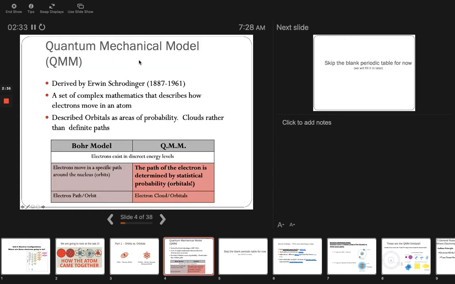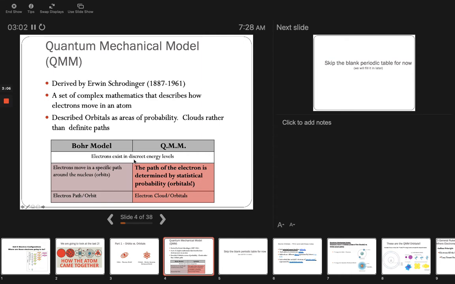So the quantum mechanical model, which was first derived by a man named Erwin Schrödinger in the 1920s, is a set of complex mathematics that describes how electrons move in an atom. And instead of thinking of electrons as moving in defined orbits like planets around the sun, he described orbitals as areas of probability, sort of clouds, areas that the electrons would occupy rather than these definite paths.